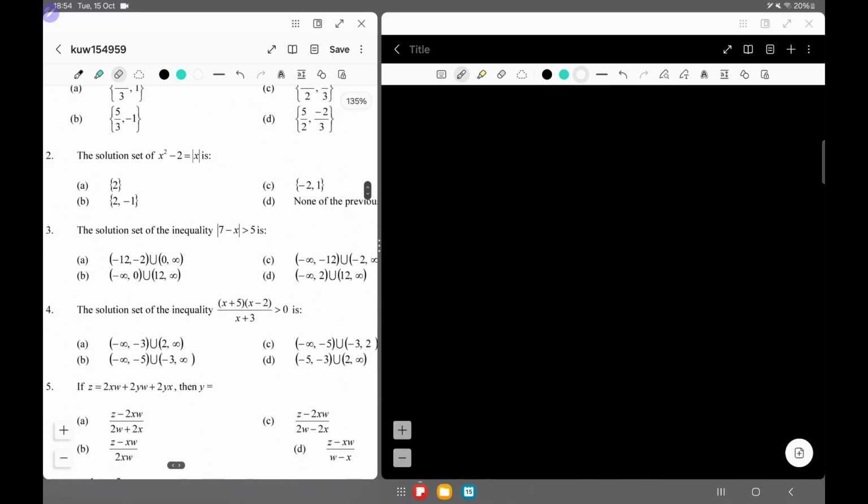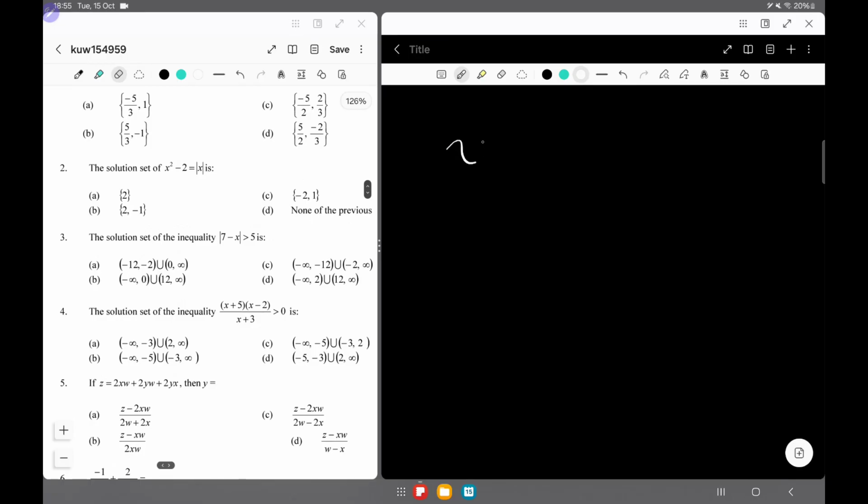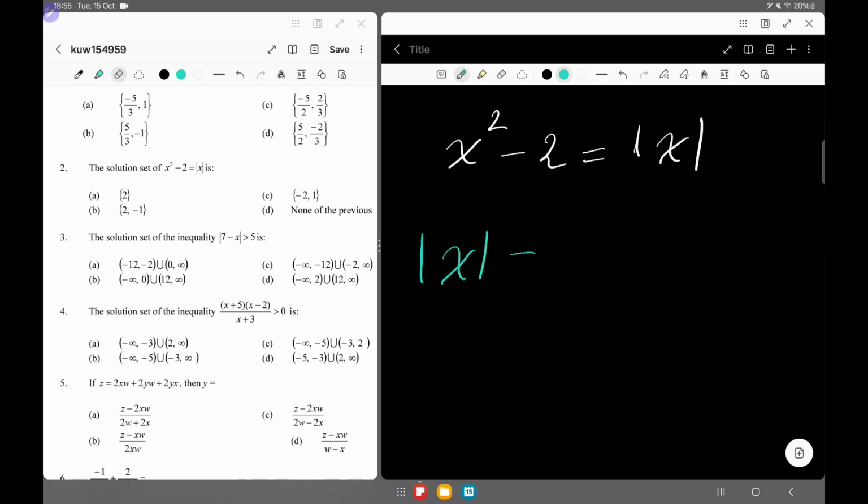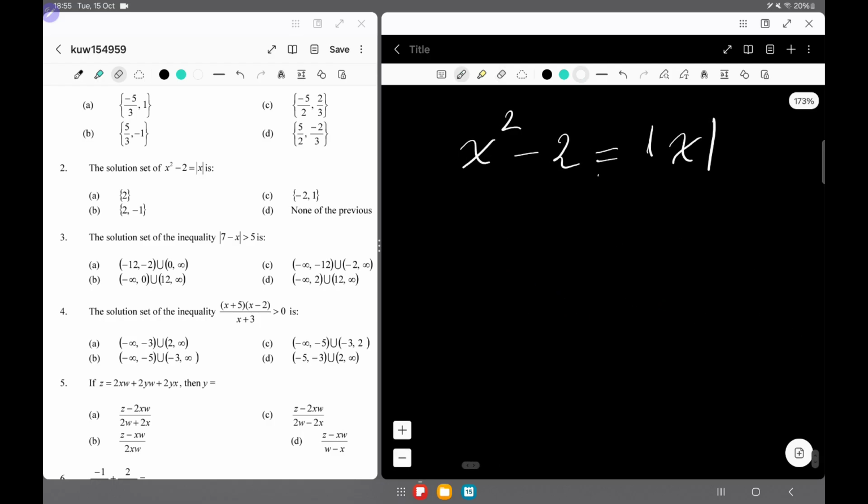Next question: the solution set of the equation x squared minus 2 equals absolute value of x. So you have to know the absolute value of x. It has two choices, okay? Maybe x or negative x. This is x when x is more than or equal to 0, and negative x when x is less than 0. So I have two ways, the first one and the second one.